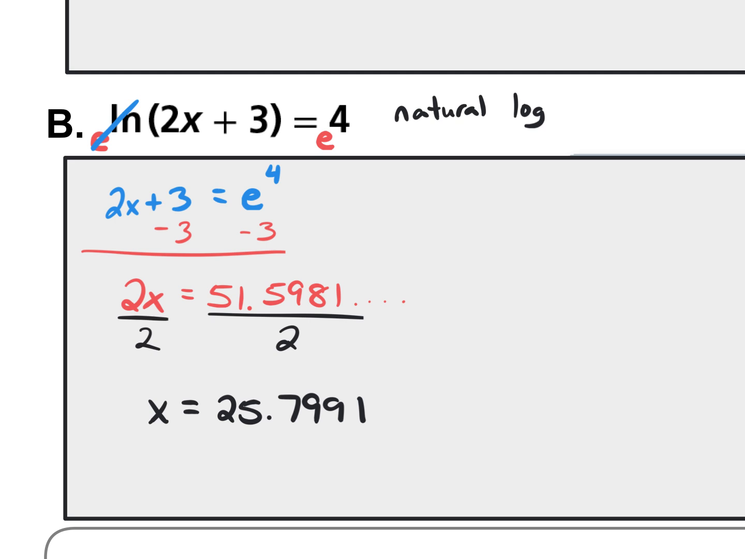So when you are doing all of this in your calculator, you don't want to find e to the 4th and then hit clear and then try and do -3. Okay? Keep that number in your calculator all the way until the end. Cool? That'll help you get the exact answers that you need.